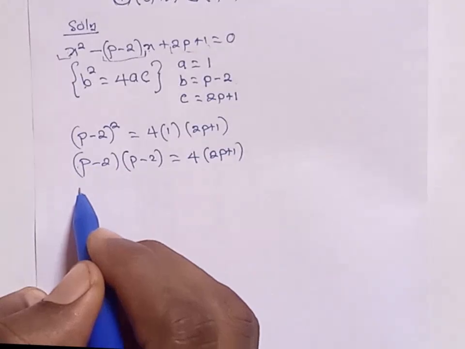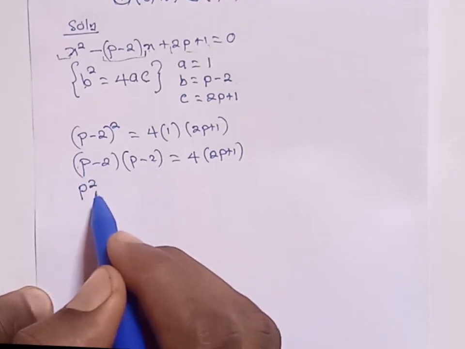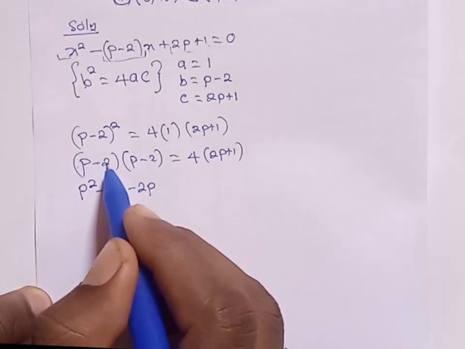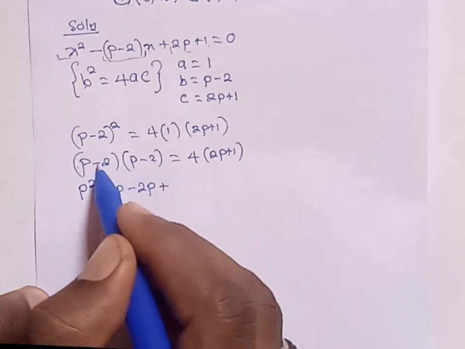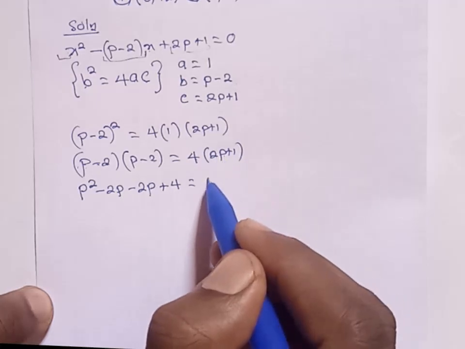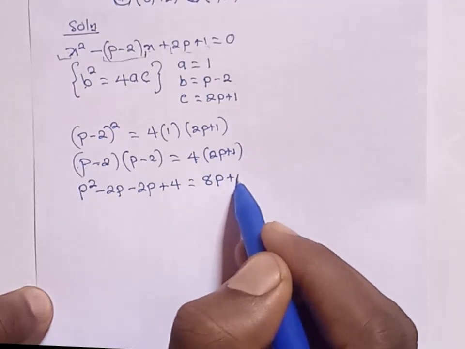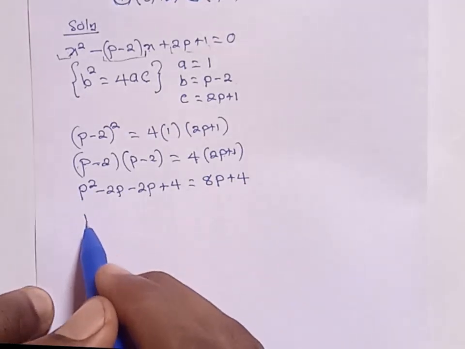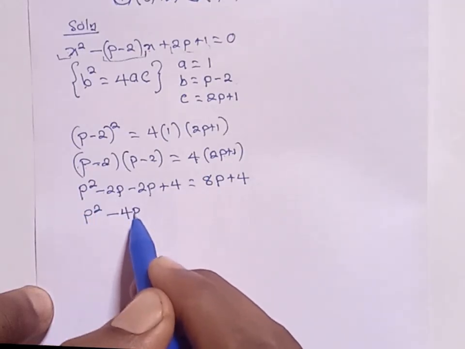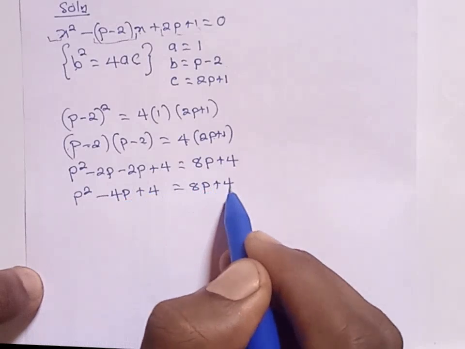So p times p, we have p squared. P times minus 2, we have minus 2p. Minus 2 times p, we have minus 2p. Minus 2 times minus 2, we have plus 4, is equal to 4 times 2p, which is 8p, and then 4 times 1, we have plus 4. So here we have p squared minus 2p minus 2p, minus 4p, then plus 4 is equal to 8p plus 4.